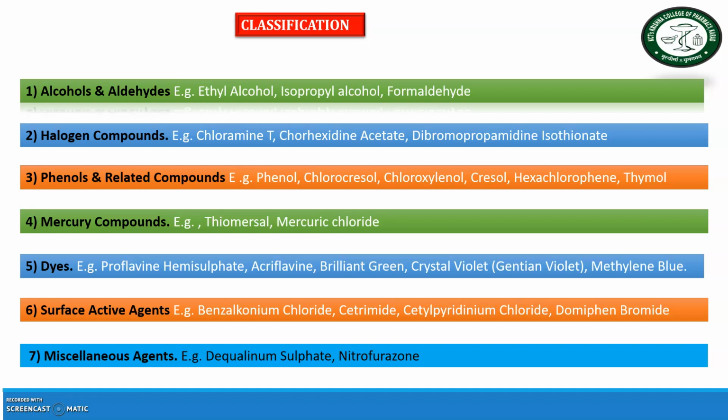I repeat once again. First is alcohol and aldehyde. Second is halogen compounds. Number three, phenols and related compounds. Number four is mercury compounds. Fifth is dyes. Number six, surface active agents. And number seven is miscellaneous agents. These are the seven important points in classification.